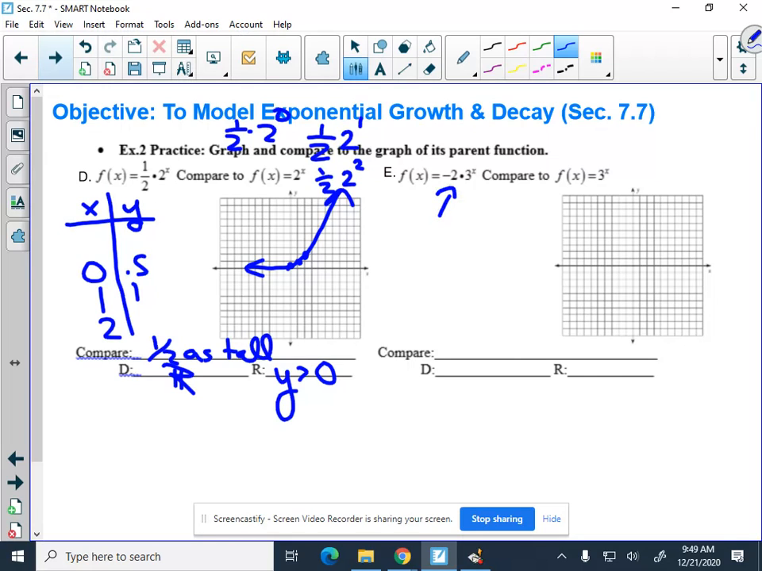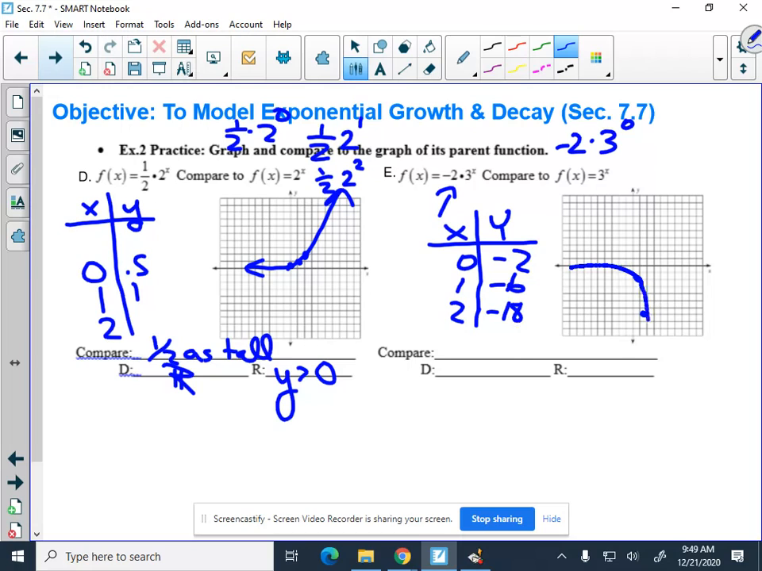Now the negative, if you make a little table, if you put in a 0, what you're going to get is -2. Because 3 to the 0 would be 1, times -2 is -2. So at 0, it's actually down 2. When we put in the 1, we'll get a -6. When we put in the 2, we'll get a -18. This one looks like this. It zooms down. So what is our comparison?